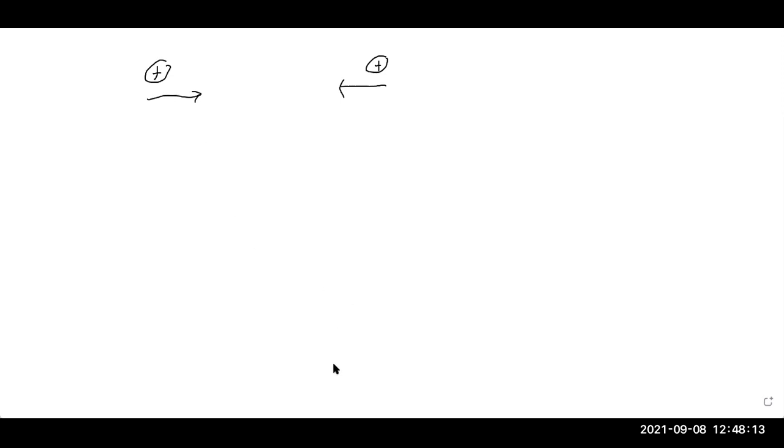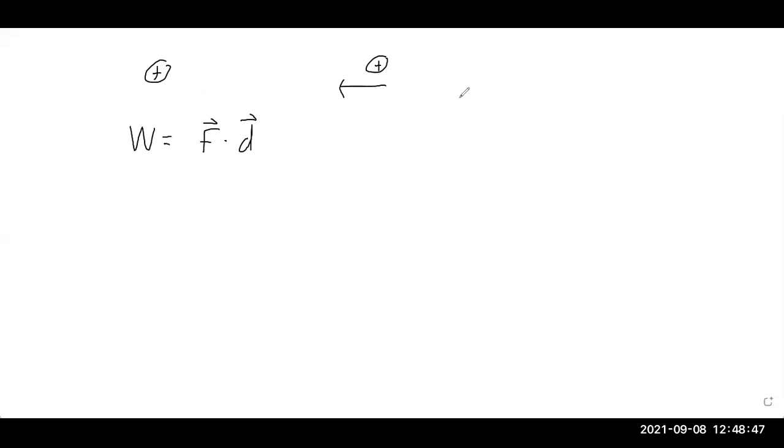So just for ease of looking at it, let's just keep one of them fixed and move the other one. So work is F dot d, or if we're being simple, it's just force times distance, so everything's perfectly aligned.